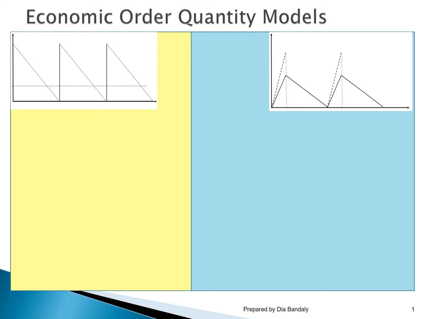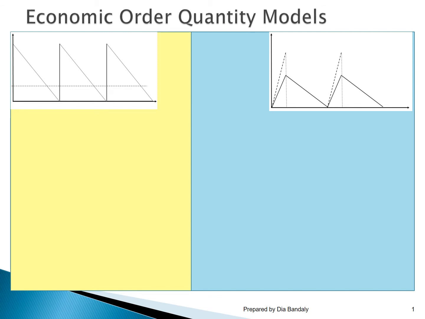Okay, before we start the make or buy, just a quick recap about the EOQ and the EPQ models. Because in the make or buy, we're going to use both. And I think this is a good opportunity for you to reinforce what you have learned so far. So we can see on the yellow panel, the EOQ model, on the blue panel, the EPQ model, and we can see their profiles, how they are different.